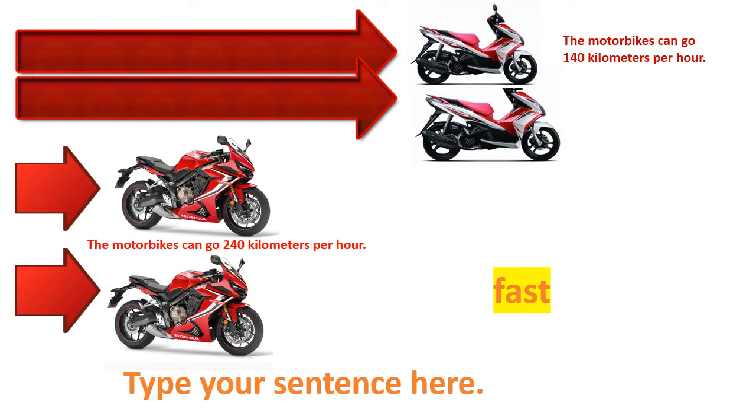Here, again, look at the arrows. We can also ask ourselves, how many arrows do we see? Is it short? Is it long? So here's your clue. The motorbikes can go 140 kilometers per hour. The motorbikes here can go 240 kilometers per hour. Your adjective is fast, so you have to type your sentence here where you see the orange words.